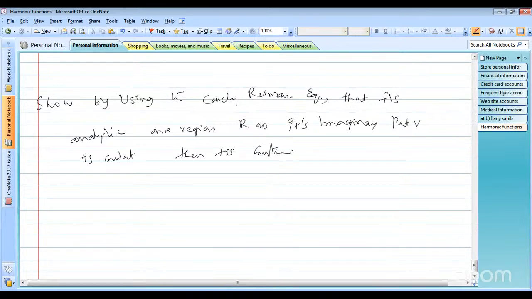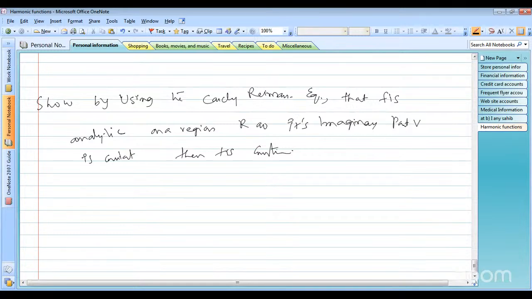So what is the Cauchy-Riemann equation? ∂u/∂x equals ∂v/∂y, and ∂u/∂y equals minus ∂v/∂x. From the Cauchy-Riemann equation, we know that ∂u/∂y equals minus ∂v/∂x, and ∂v/∂x equals ∂v/∂y. We are taking here the Cauchy-Riemann equation.